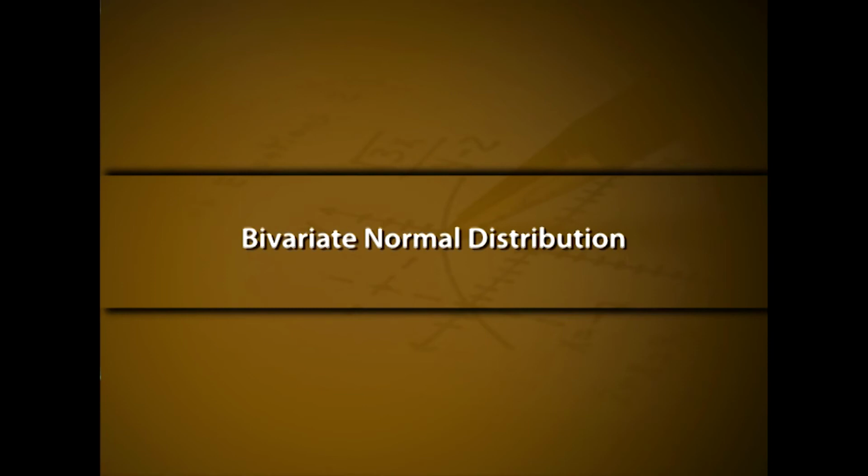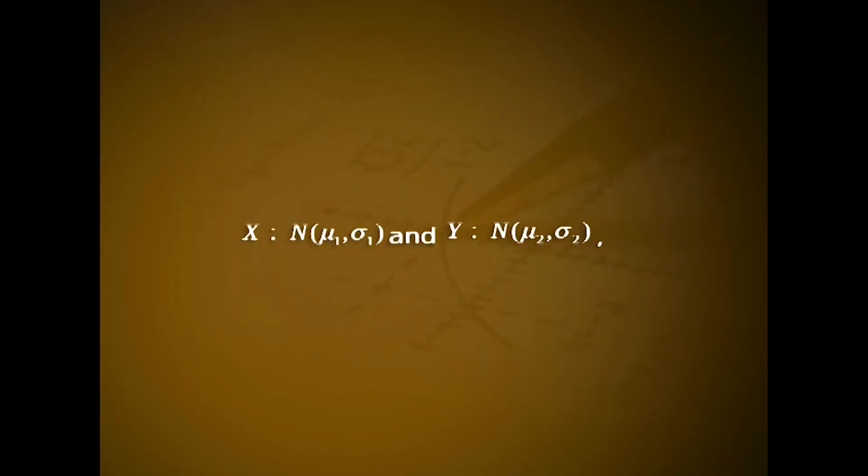Bivariate normal distribution. Let X and Y be normal random variables. Their joint distribution is termed as bivariate normal distribution. Consider X follows normal(mu1, sigma1) and Y follows normal(mu2, sigma2), and let rho be the coefficient of correlation between X and Y.